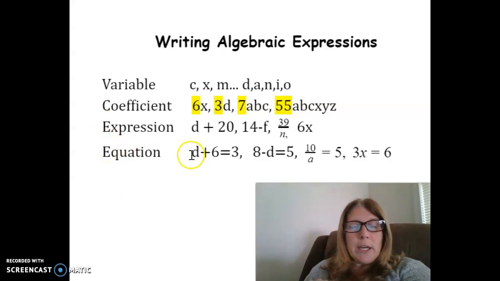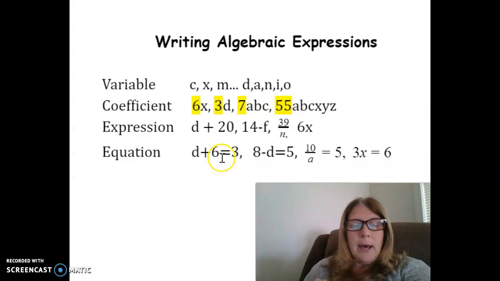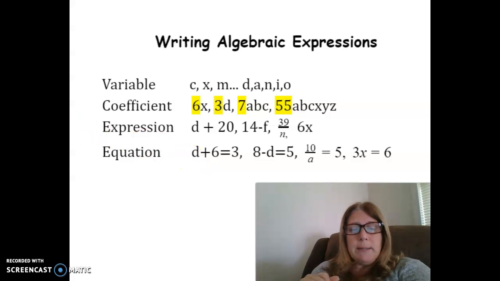Now, in the equation, that means that we're going to get an answer. We know that that variable stands for one exact number because we have an equal sign. So when we always think about our equal sign, we think about whatever's on the left side of the equal sign is, of course, equal to the right side of the equal sign. So as we look at the first one, d plus 6 equals 3, what could d be to give us 3?